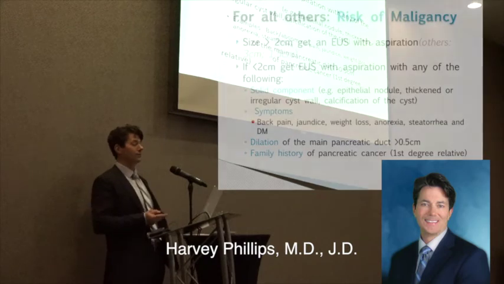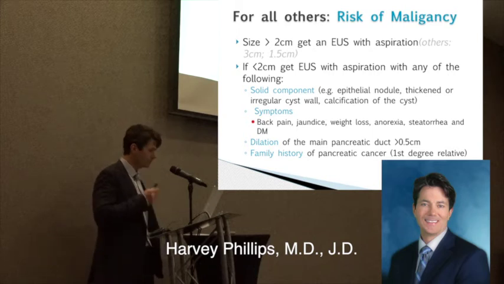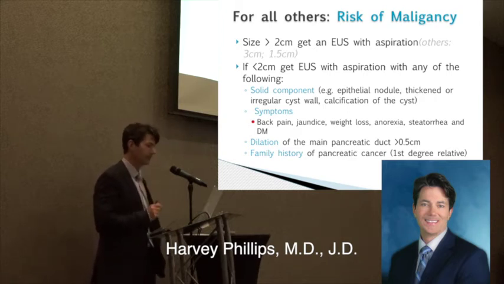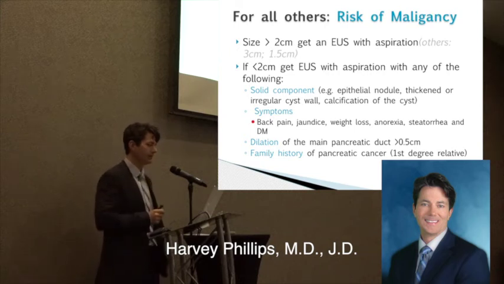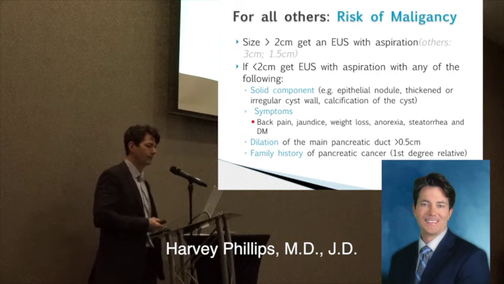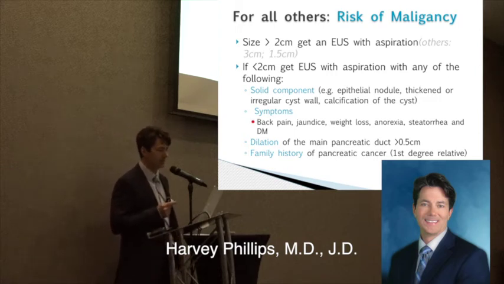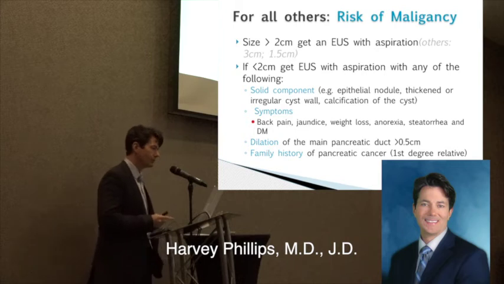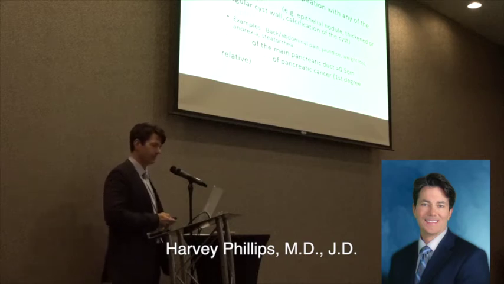All right, so for all other cystic tumors, we're going to try and categorize them and manage them based on size or risk of malignancy. If it's greater than 2 centimeters, then you send them to get the EUS with aspiration. Clear, right? Less than 2 centimeters, you may send them to get an EUS with aspiration if there's a solid component. Examples: epithelial nodule, thickened or irregular cyst wall, calcifications of the cyst, or symptoms: back pain, abdominal pain, jaundice, weight loss, anorexia, steatorrhea, or there's dilation of the duct greater than 0.5 centimeters, so 5 millimeters. Or finally, family history. If you have first degree relatives with pancreatic cancer, go ahead and send them. Get the EUS and put your mind at ease.